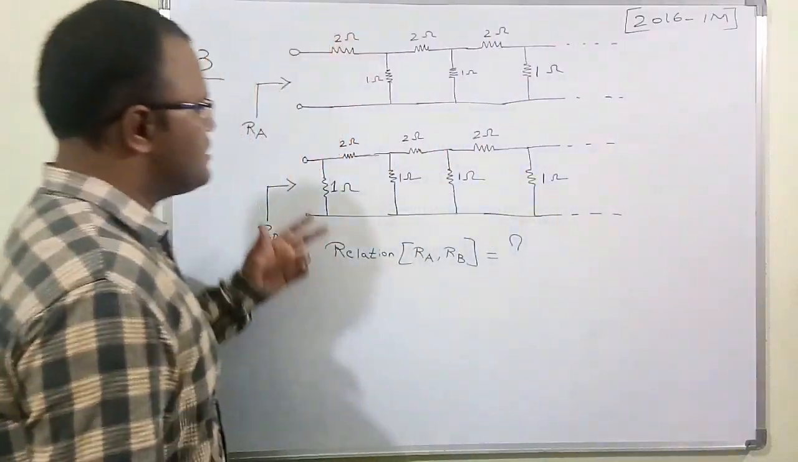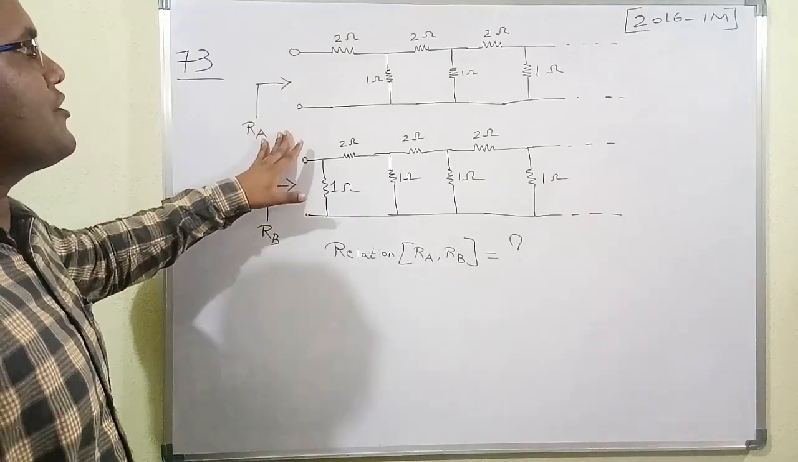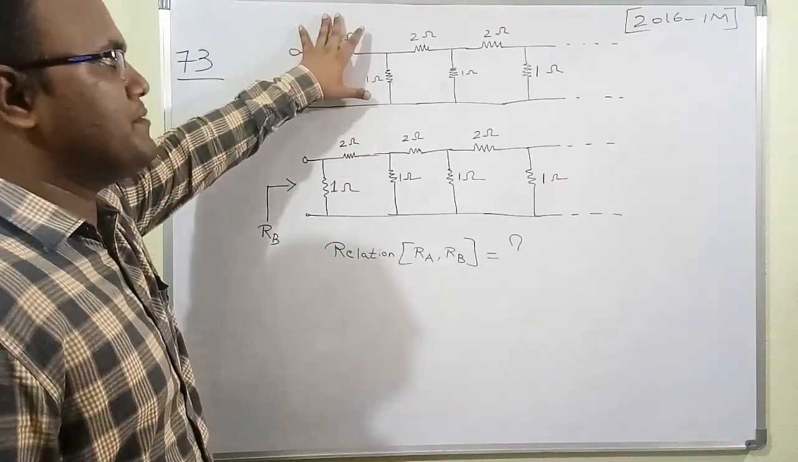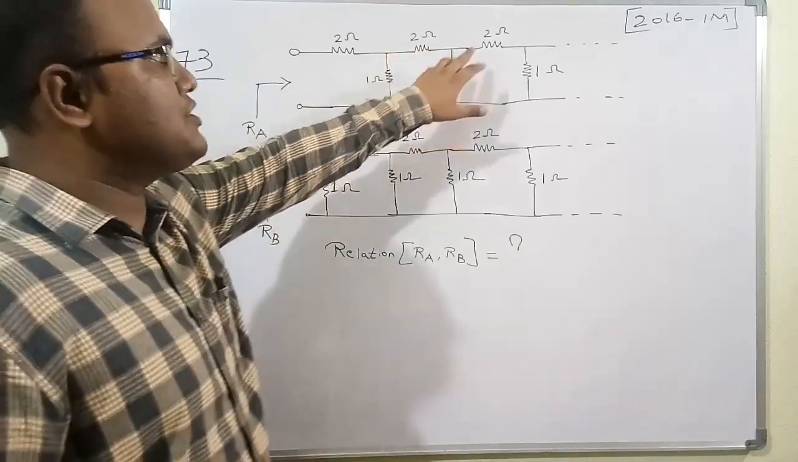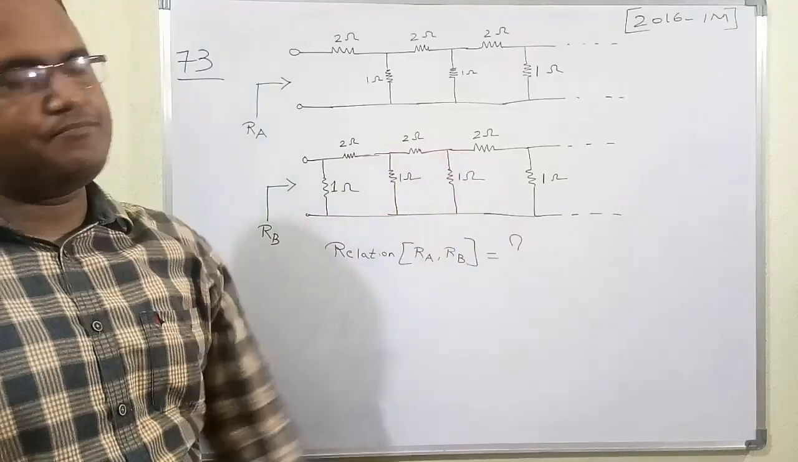In this question, there are actually two electrical circuits. In the first electrical circuit, there is a 2 ohm resistor and a 1 ohm resistor. And the same thing repeats again, 2 ohm, 1 ohm, and similarly, 2 ohm, 1 ohm. The circuit goes on repeating up to infinity.